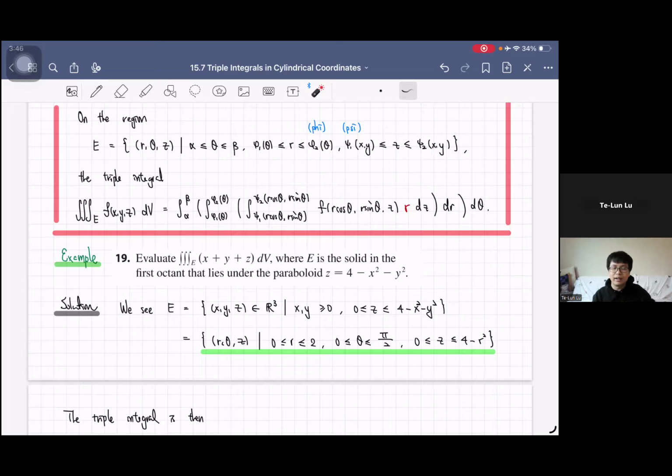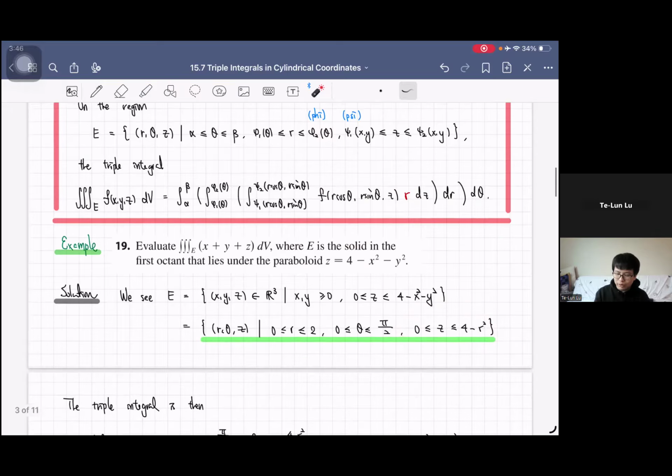So in terms of r and theta, it is actually quite intuitive that based on x, y being larger or equal to 0, we have that our theta is within the first quadrant, right? 0 to 90 degrees, 0 to pi over 2. And this natural restriction tells you that x squared plus y squared should be less or equal to 4, or basically x and y are contained in a disk with radius 2. So you have 0 less than or equal to r less or equal to 2, whereas theta is within the first quadrant. And z, as I mentioned before, simply is bounded between 0 and 4 minus r squared.